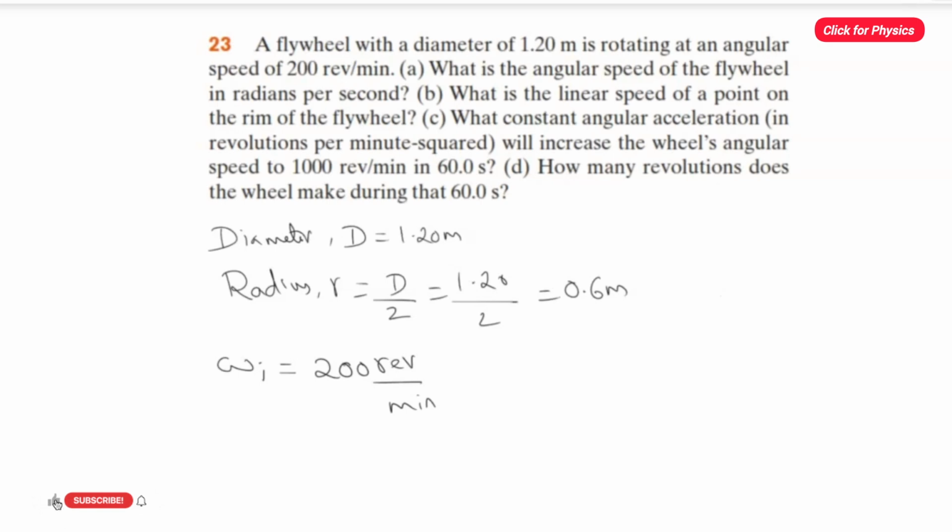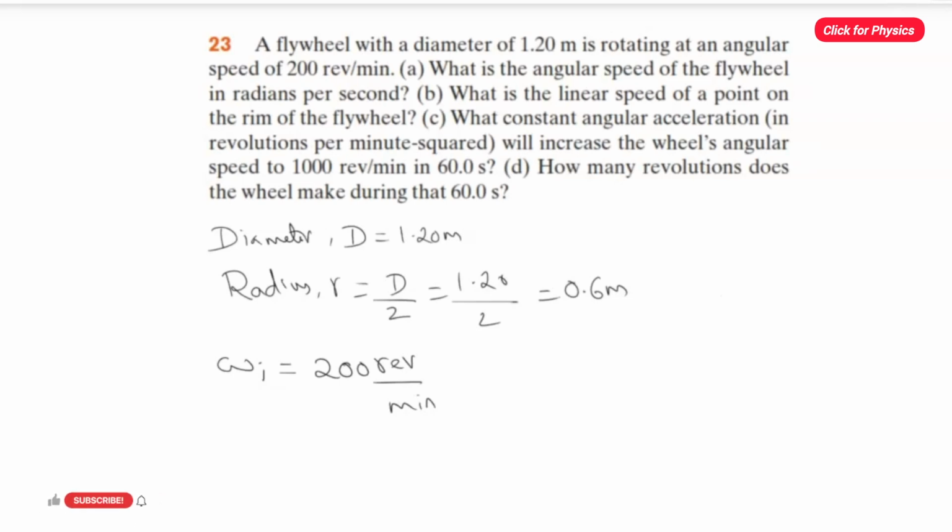So first of all, let's answer one by one. So what is given in the first question? What we have to find in the first question? We have to find the angular speed of the flywheel in terms of radian per second. So you have to see the given. Here the angular speed omega I is given in terms of revolution per minute, but they need the answer for the first question in terms of radians per second. So what we have to do for finding the answer for the first question, I have to convert this revolution per minute to radian per second.